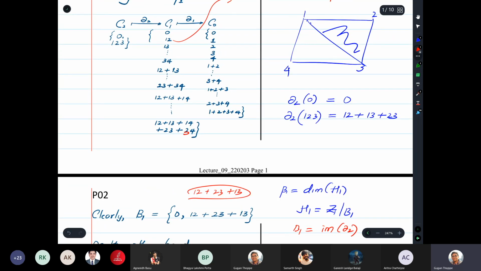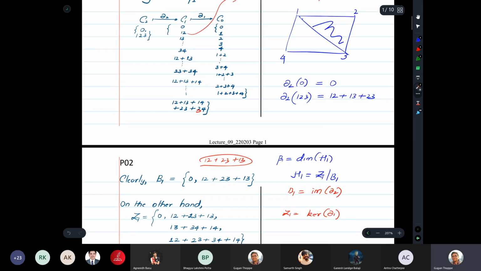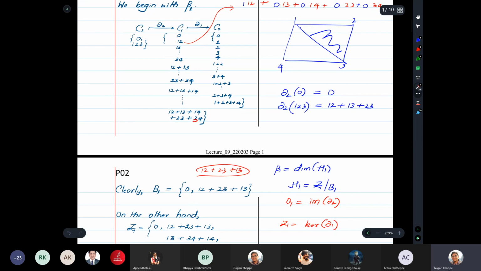So we have to go over here, right? And basically identify all possible one chains which will be mapped to 0. Okay, so that is what we are required to do. So we will go over it in a sequential fashion as stated over here.